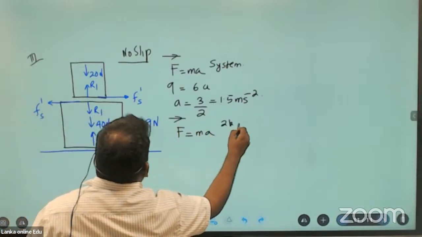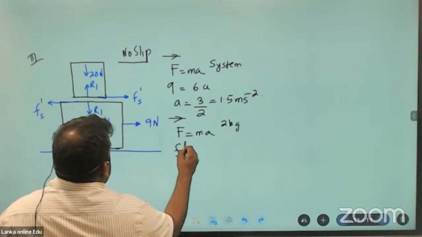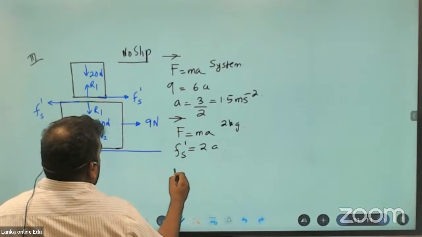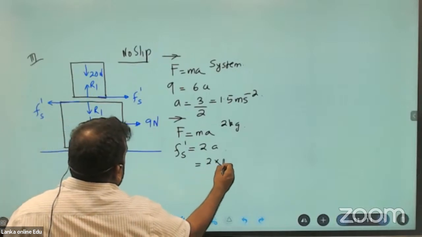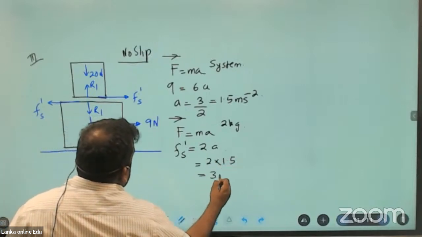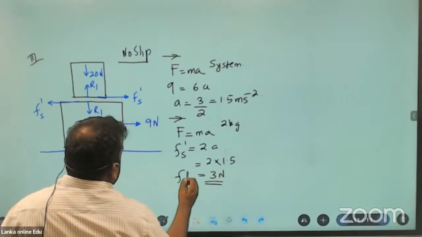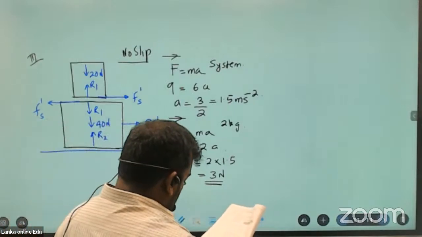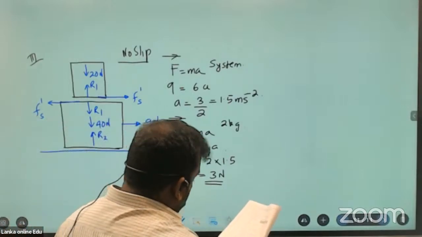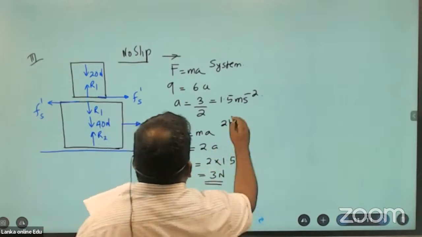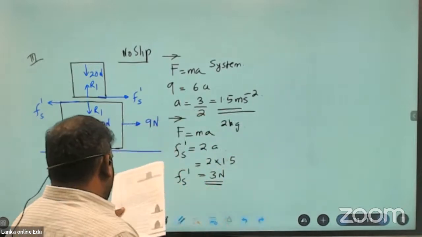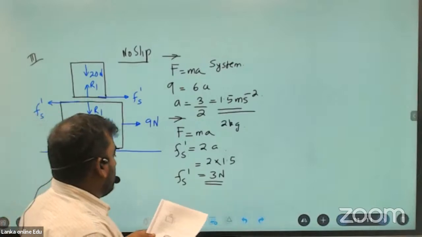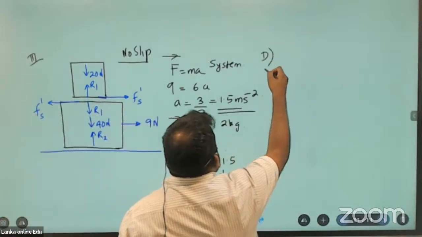Here, for the 2 kg, static friction is mass into acceleration. Static friction we don't know. Mass into 1.5, that is 3 newtons. Static friction is 3 newtons, less than limiting. What else? Find the acceleration. Find the friction force. Done. Roman 3 done.